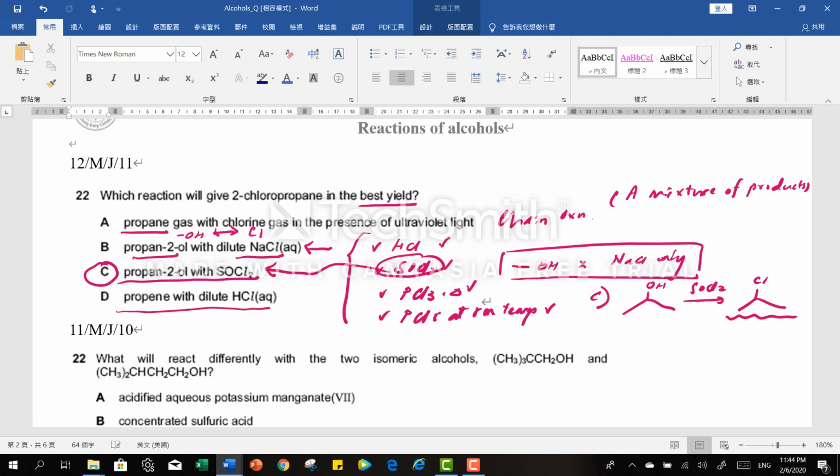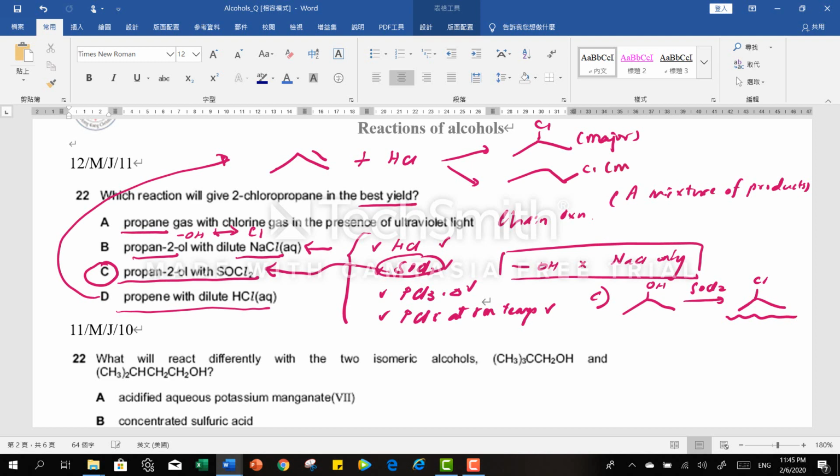Propene with dilute HCl. Basically, you can get 2-chloropropane, but at the same time, you will get 1-chloropropane as well. Do you still remember Markovnikov's rule? So both will happen, only 2-chloropropane will be the major product, but you still have the minor product. Of course, in this way, the yield will not be that good. So you have propene, and if you add HCl, you will get 2 products. One is this one, the major product, and one is this one, the minor product. They will come up at the same time, so the yield is not good. So the answer should be C.